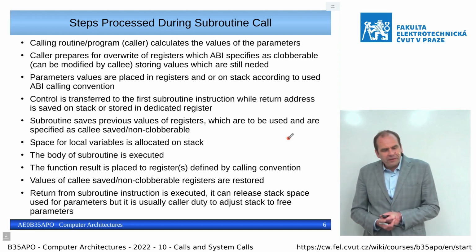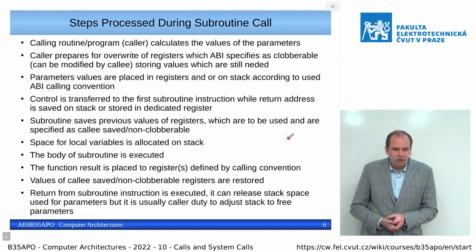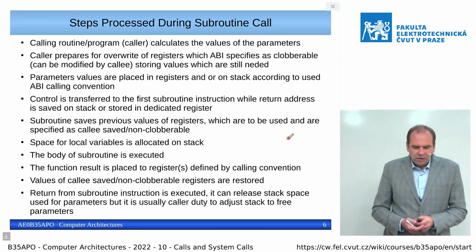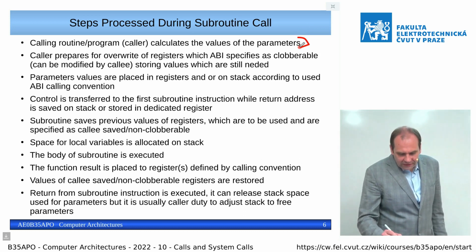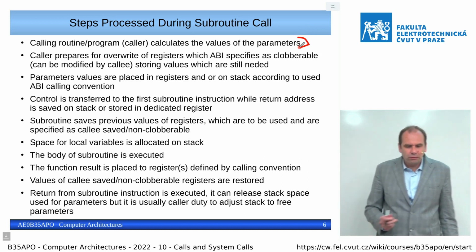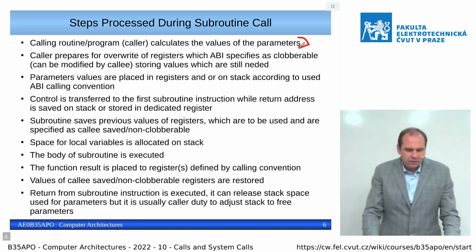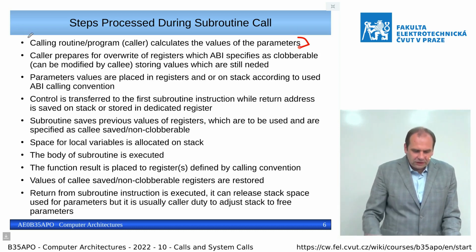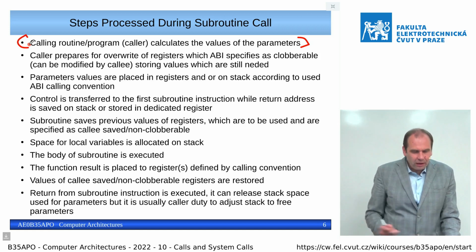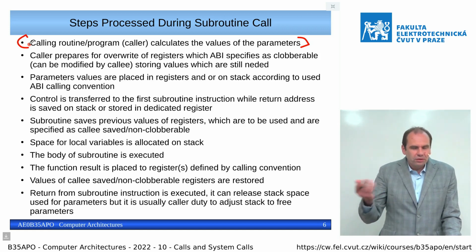And now we return to the calling of a subroutine. So the first step, it is necessary to calculate values for those parameters which should be delivered to the subroutine. So it is the first. The calling program calculates what should be put to the function.